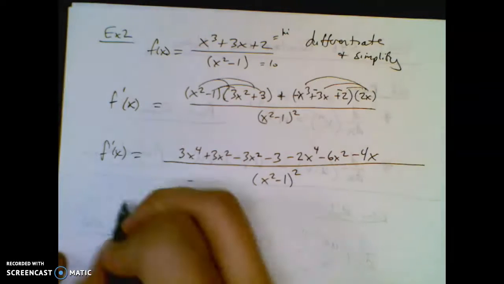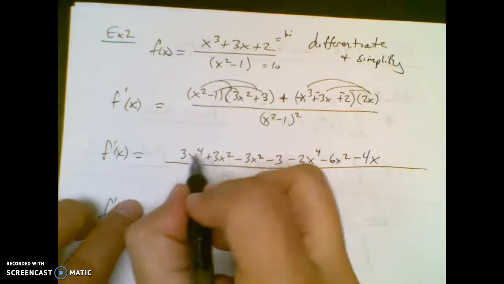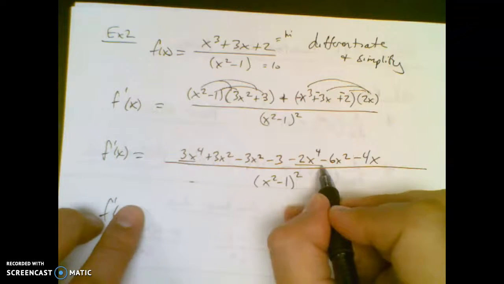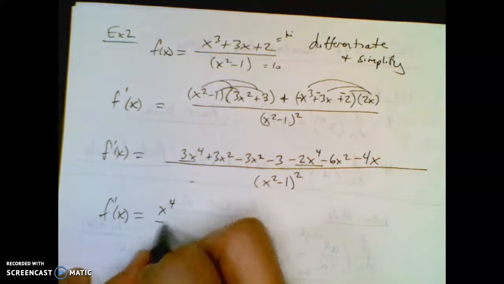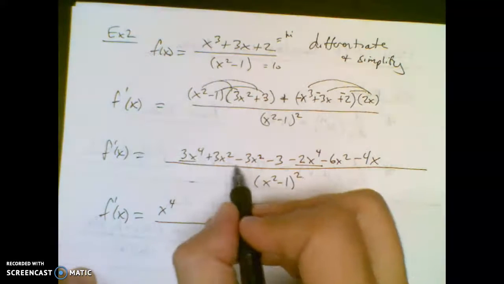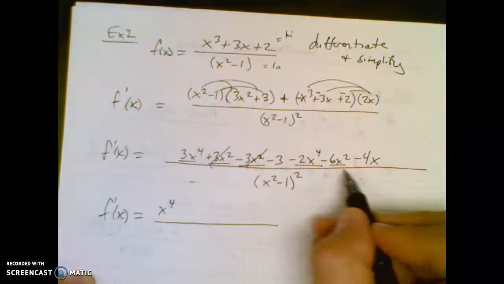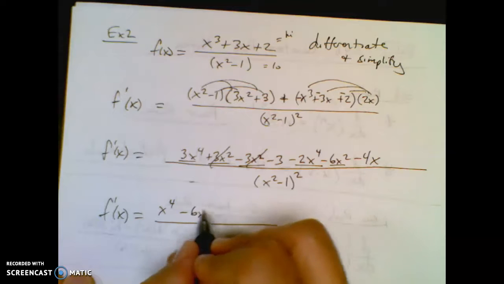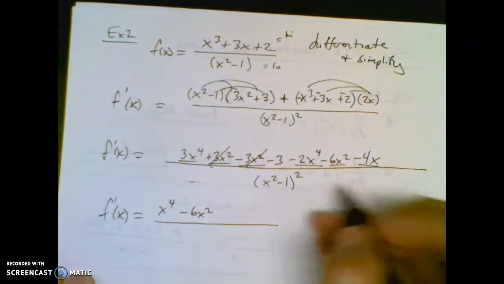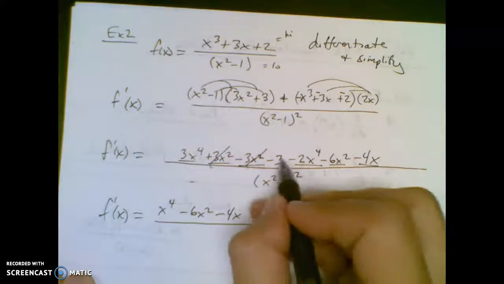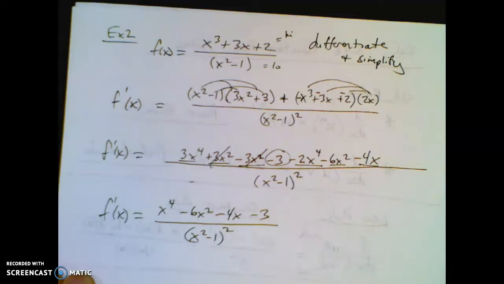Okay, so now it's about combining like terms. So how many x to the fourth do I have? I have this guy and this guy. I got 3 of them, minus 2 of them leaves you with 1 of them. Okay, and then we look at, there's no x to the thirds, but I do have a bunch of x squareds. Those two kill each other though, so I'm just left with minus 6x squared. And then I look for x's. Here's an x, so minus 4x. And I do have a constant floating around here, minus 3. All over x squared minus 1 squared.